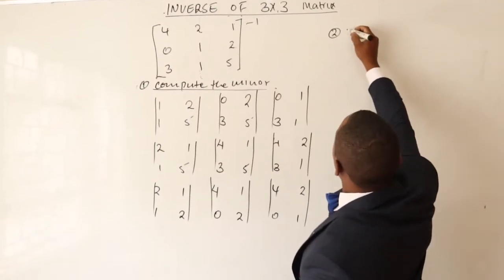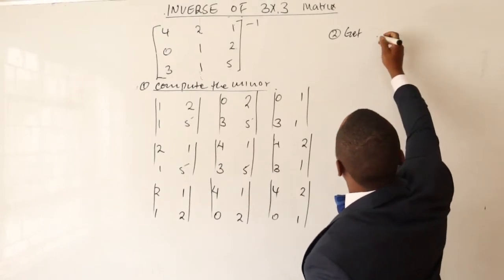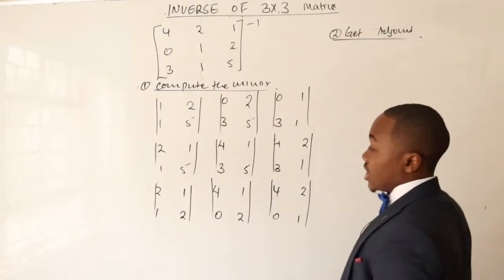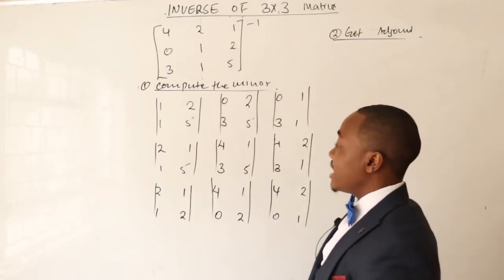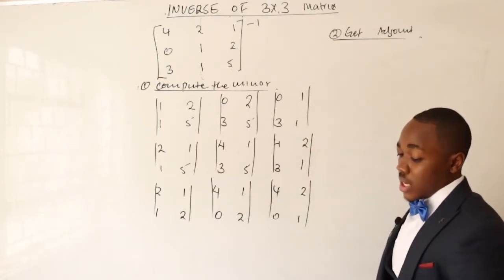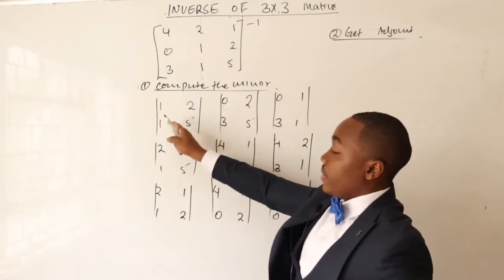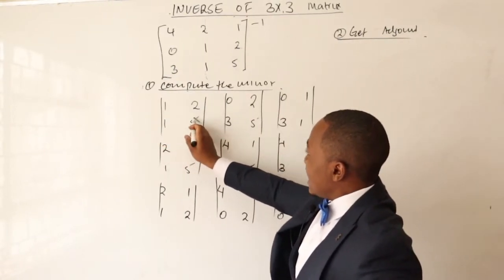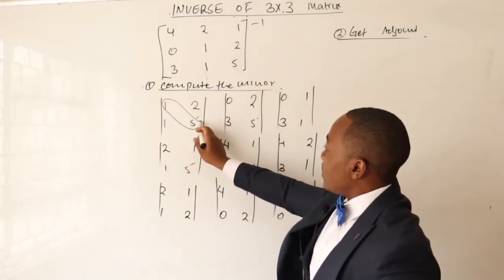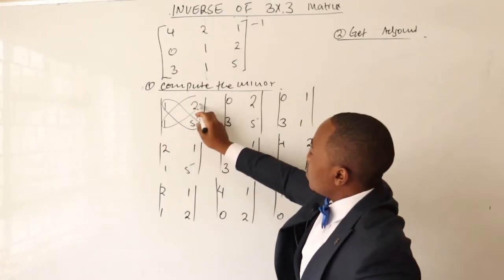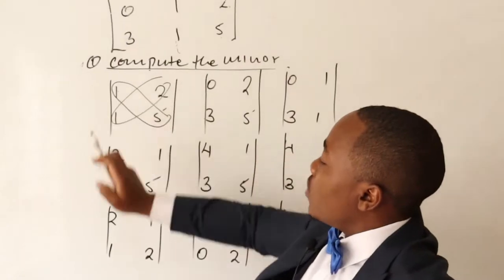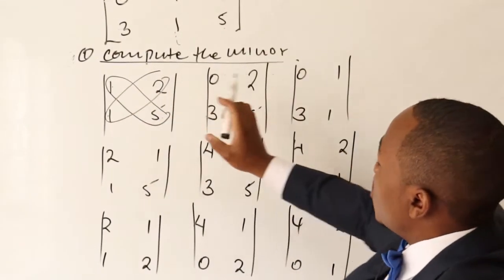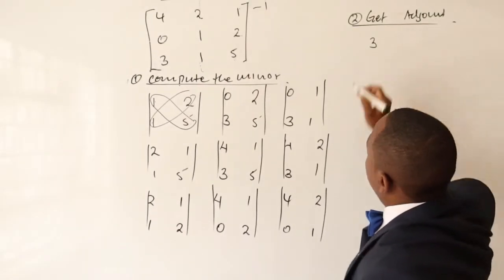Step number 2, you are supposed to get the adjoint. And how do we get the adjoint? We say that to get the adjoint, you compute the determinant of each minor. So for example, in this case, let's go back here. You take 5 times 1. So you are taking the major diagonal to get the determinant, minus minor diagonal. So you are taking 5 times 1, which is 5, minus 2 times 1, which is 2. So it's 5 minus 2, you will get 3.